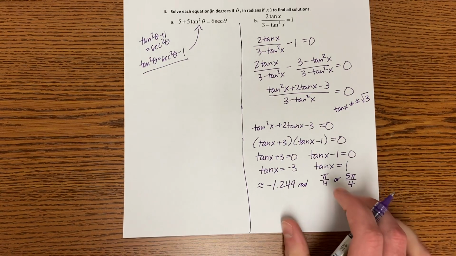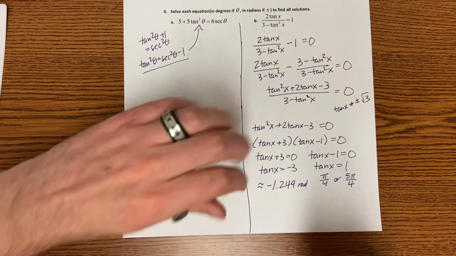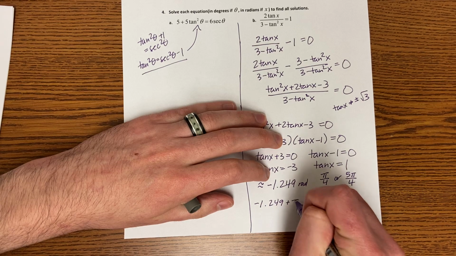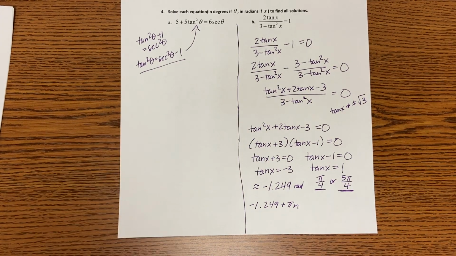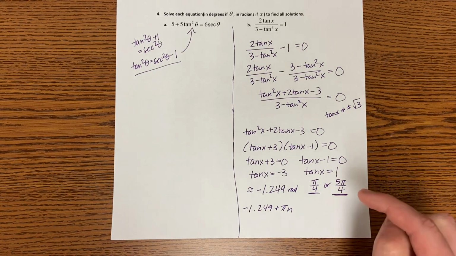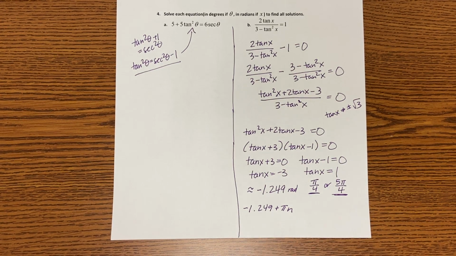But these don't produce all our solutions. Tangent repeats every pi. So this is negative 1.249 plus pi n. Even though there's two solutions over here, pi over 4 and 5 pi over 4, since pi over 4 plus pi is actually 5 pi over 4, technically speaking, you can take any single solution and keep repeating at that interval, provided that it continues to be true.